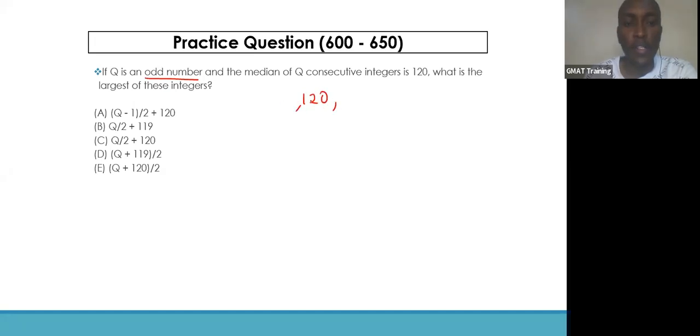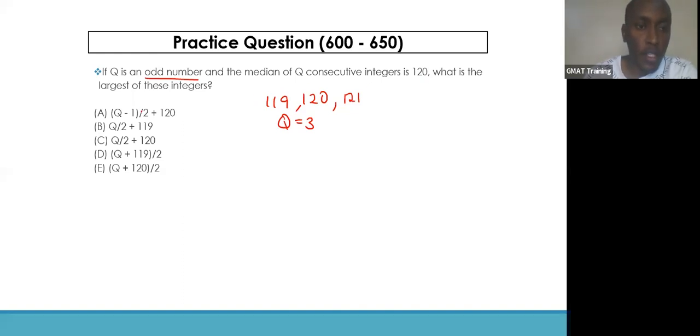We can try 1, but 1 wouldn't suffice. Let's try 3. So we have 3 elements in the set, and since they're consecutive, we have 121 on the right-hand side and 119 on the left-hand side. So let's take this set with Q equals 3. What is the largest of these integers?